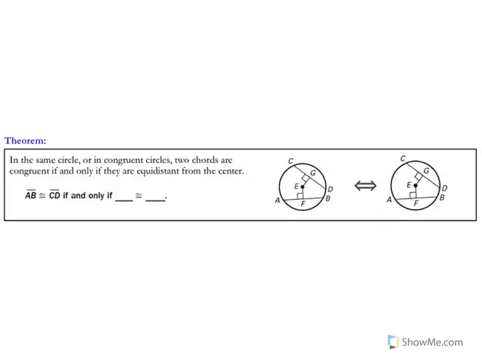Now we're on the second one. This one says, in the same circle, or again in two congruent circles, two chords are congruent if and only if they are equidistant from the center. Equidistant from the center means that AB is congruent to CD if and only if EF is congruent to EG. I know those two itty bitty segments are really small, but if those are the same, then the chords are also congruent.